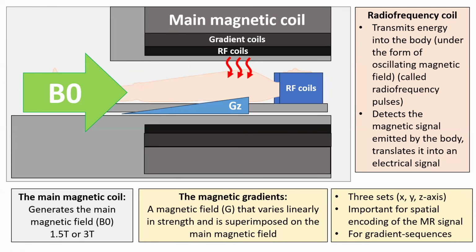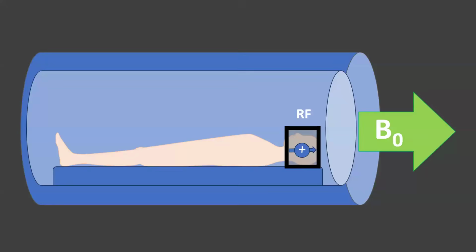They can transmit a radio frequency pulse. So this oscillating magnetic field is also called a radio frequency pulse. They can emit it or they can detect it. So, okay, in this step, we use a radio frequency coil, we put it on, and it will emit an oscillating magnetic field, a so-called radio frequency pulse. And it will do that in a direction perpendicular to the main magnetic field.